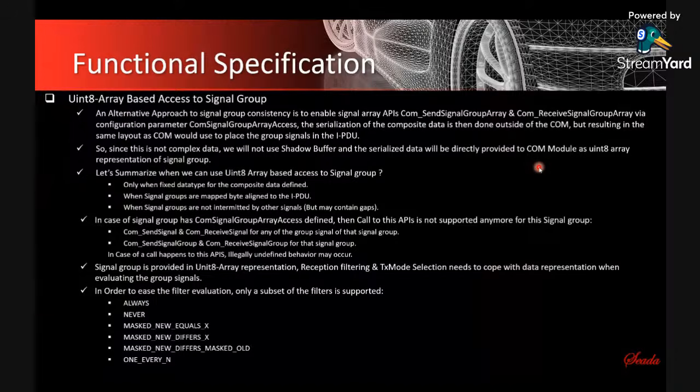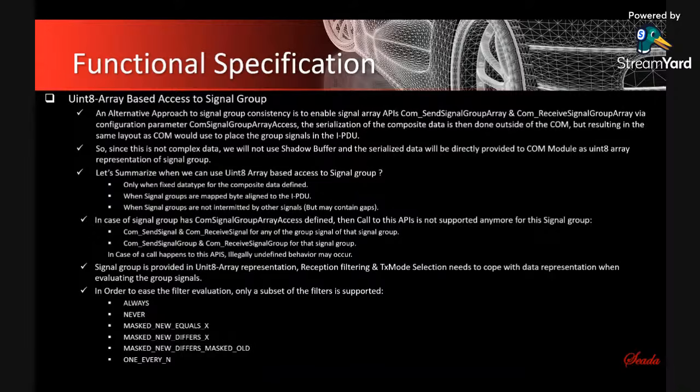Okay. Then the signal group, as we mentioned, has some filtering mechanism, like always, never, masked new equals. What does filter mechanism mean here? Always means always receive. Masked new equals: you mask it with a value configured in your configuration. If it's equal to something, then you pass it. If it's not equal to this something, you discard this message. And the same for each kind of filter.